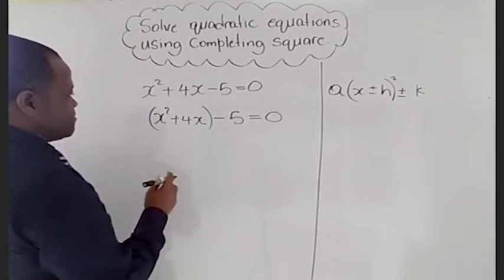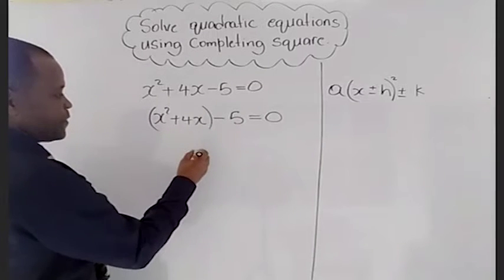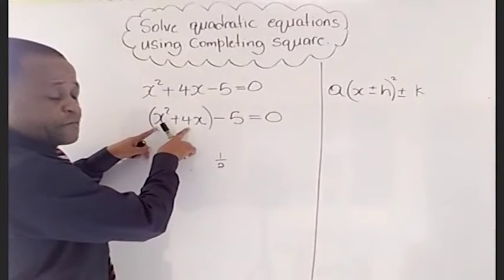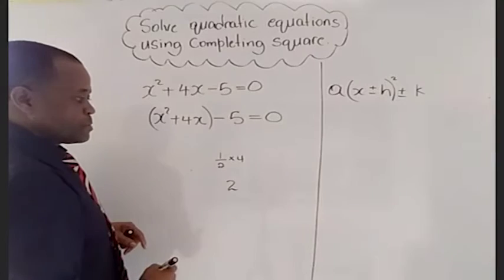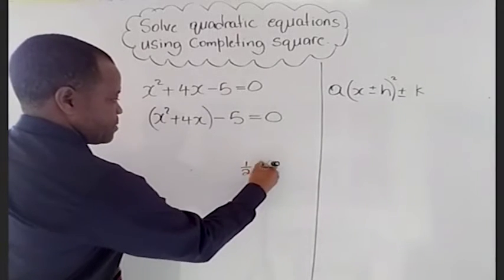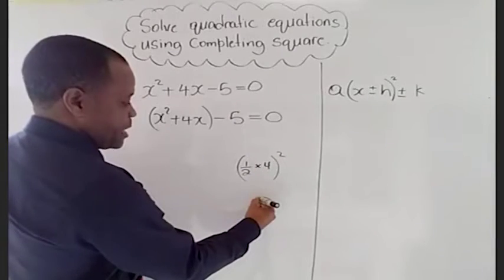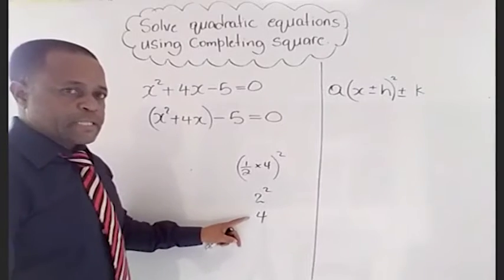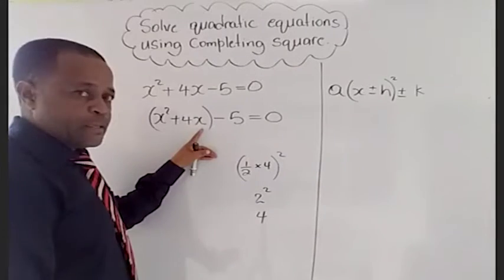Now, let's look at this. In order to complete the square, what we're going to do here is to find half of the b term, half of the coefficient of x, which would have been 4. Good? Half of 4 is going to be 2. Now, having done that, we're going to square it. So I'm going to end up with 2 squared, and that will give me 4. Now, I am going to add this 4 inside my bracket.